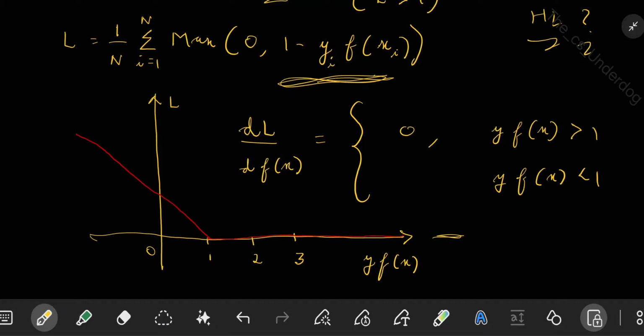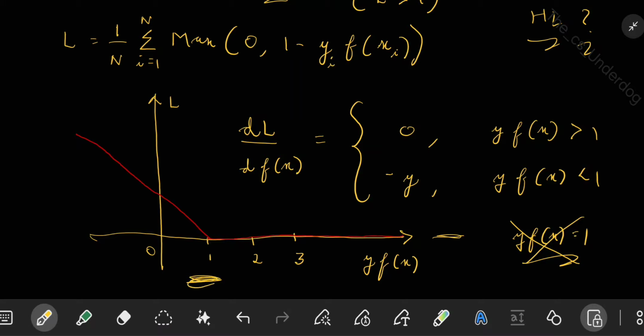If you take the derivative of this with respect to f of x, what will be the situation? It will be minus y. This will be the gradient. So the gradient is 0 if y into f of x is greater than 1 and minus y if y into f of x is less than 1. One point to note here is that at y into f of x equal to 1, the function is not smooth. You can see it clearly from the graph itself. So for y into f of x greater than 1, gradient is 0. For y into f of x less than 1, gradient is minus 1.